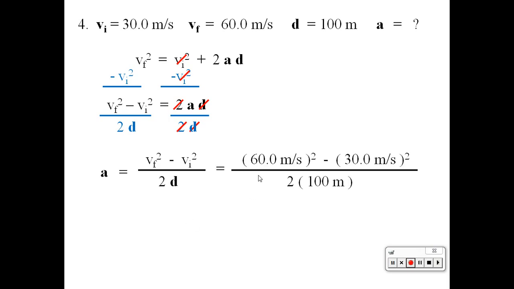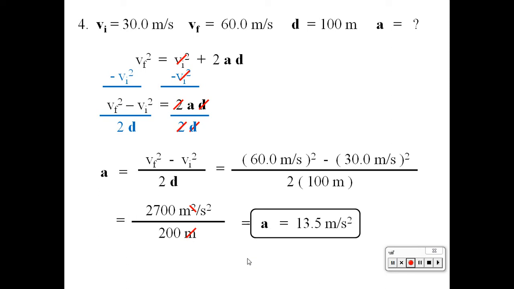Now we plug our numbers in. The numerator becomes 2,700 meters squared per second squared. Denominator becomes 200. This meter in the denominator will cancel out one of those, and we'll be left with meters per second squared. And the number turned out to be 13.5 meters per second squared.